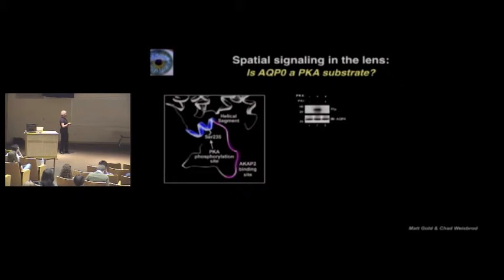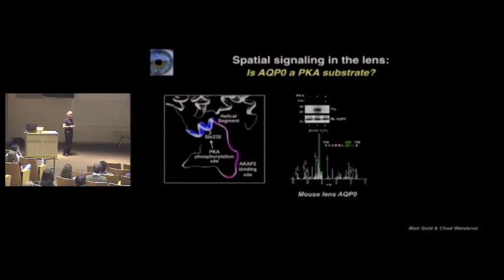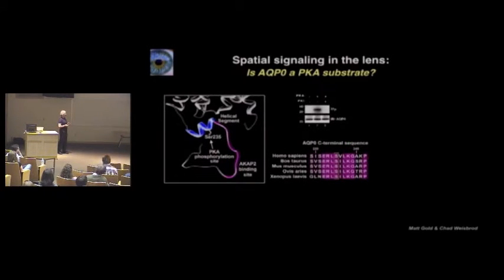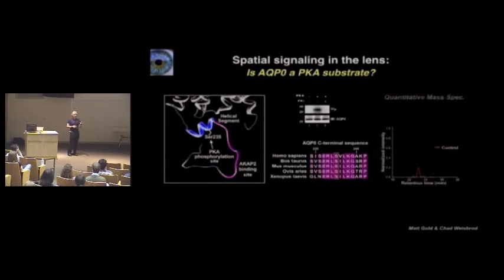Here's a phosphorylation screen of mouse lenses to show that this is the principal, if not the only phosphorylation site in this particular water channel. Here's the mass spec data, and it's absolutely conserved across species. So it's an important phosphorylation event, conserved primary structure, most often than not represents conserved function.